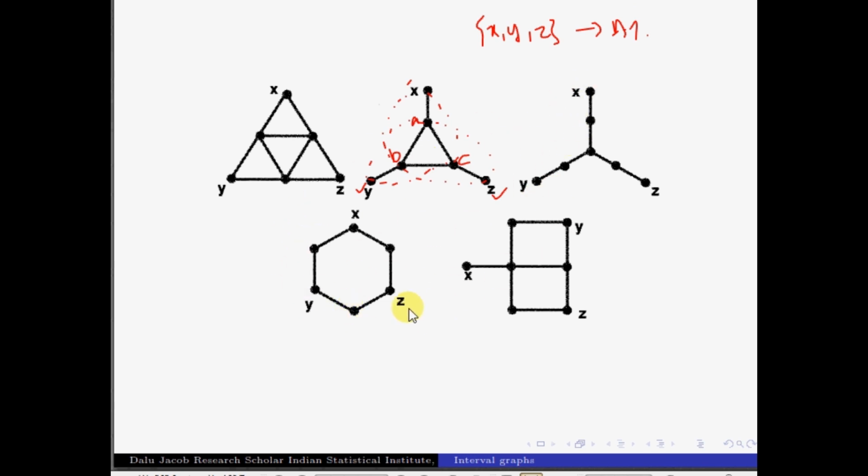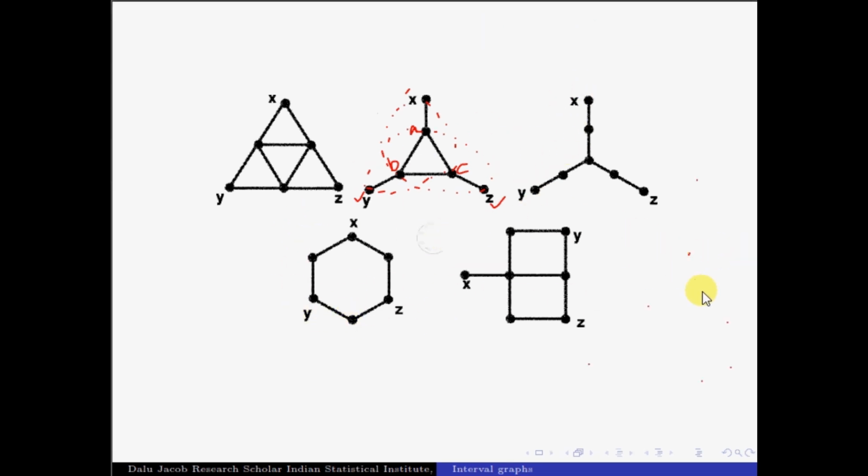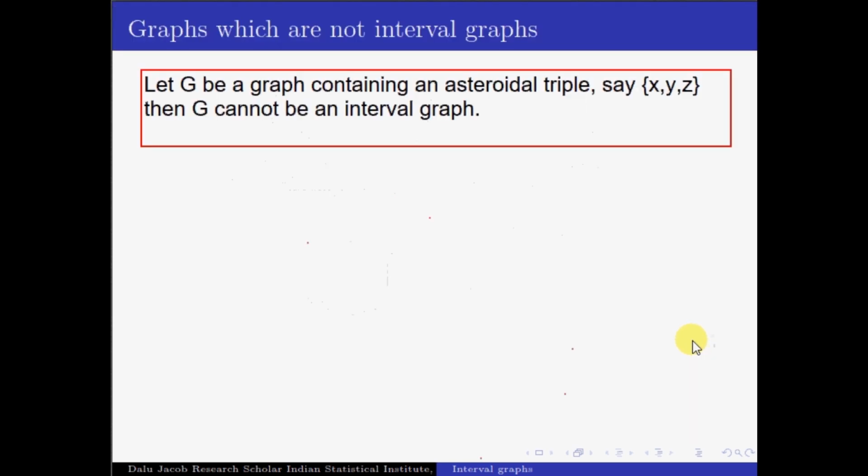Now let us see what happens if a graph contains an asteroid triple. In fact, what we are trying to prove is the following: let G be a graph containing an asteroid triple, say x, y, z. Then G cannot be an interval graph. So we are proposing that this asteroid triple x, y, z is actually a forbidden structure for an interval graph. Let us try to prove this statement.